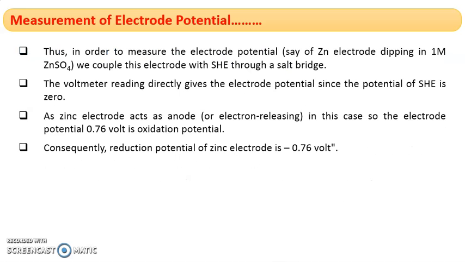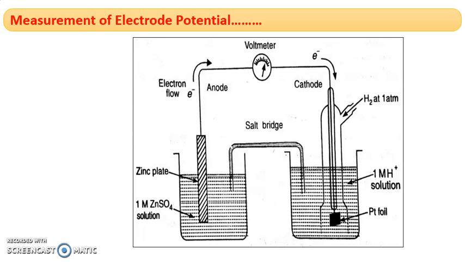Now we will take an example. Zinc electrode is taken, and let us discuss how the electrode potential of zinc electrode is determined. You can see in the picture, this is the zinc plate or zinc rod dipped in zinc sulfate solution. Now we are going to find out the electrode potential of this zinc electrode. This zinc electrode dipped in zinc sulfate solution is connected to the reference electrode, the standard hydrogen electrode.